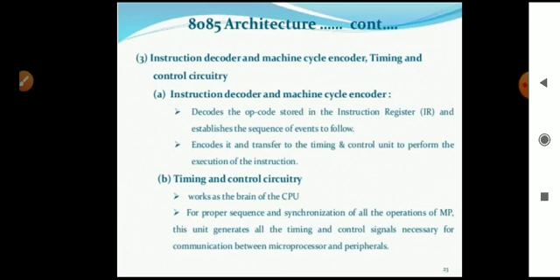of all the operations of the microprocessor. This unit generates all the timing and control signals necessary for communication between the microprocessor and peripherals. For example, it will generate signals like the reset signal. It will generate the control signals, that is the read-write signals, and so on. So basically it is used to control all the blocks of the processor.